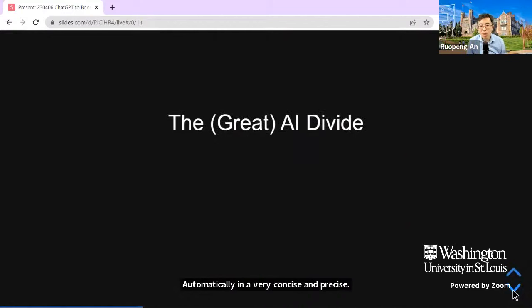So when we talk about 20 years ago, if we still remember vividly, the digital divide. So basically, people who know how to surf and use the internet versus people who do not know how to use the internet. There's a huge productivity gap. There's a huge discrepancy between those two types of people. But nowadays, we would argue that we are officially entering the great AI divide.